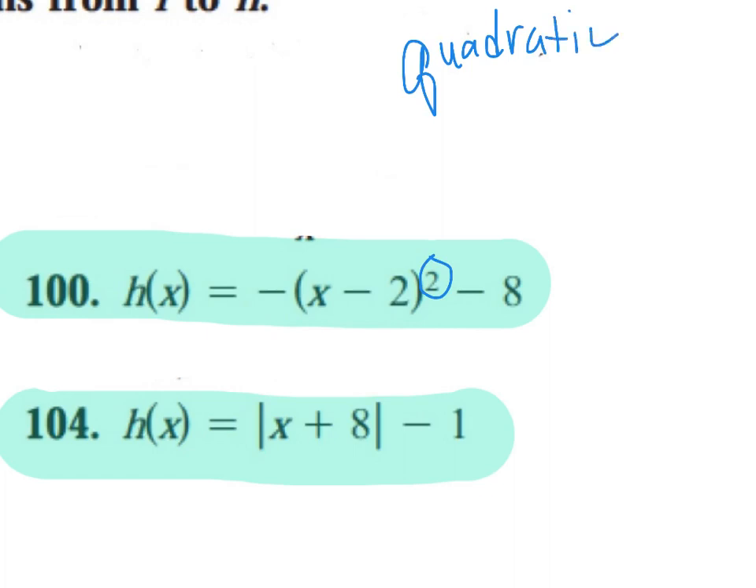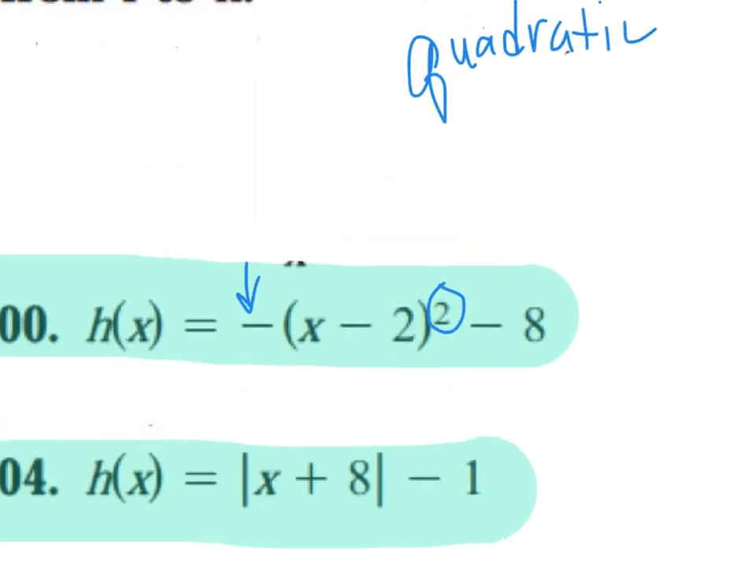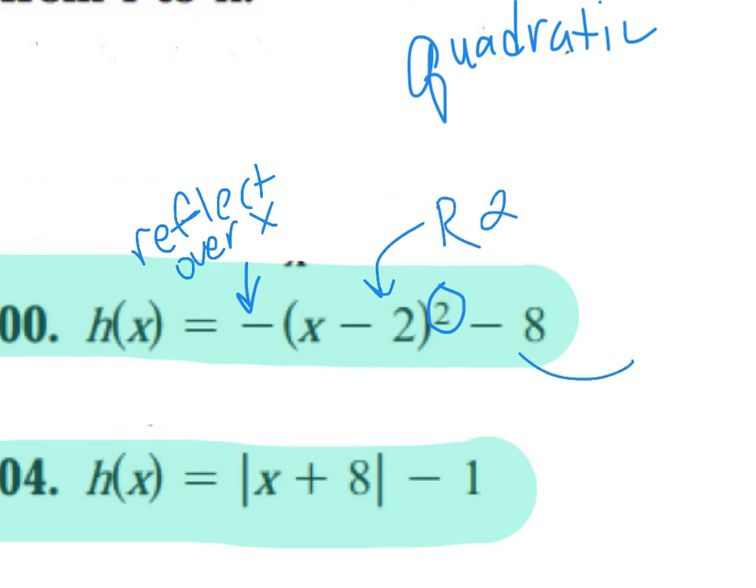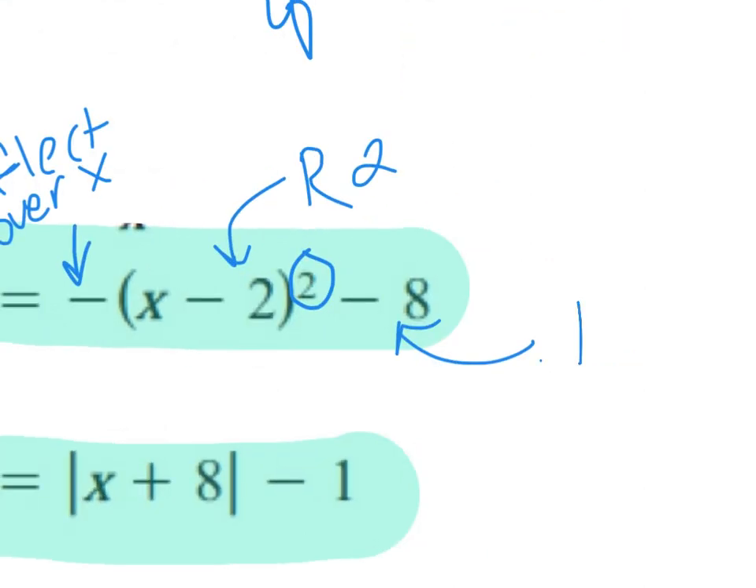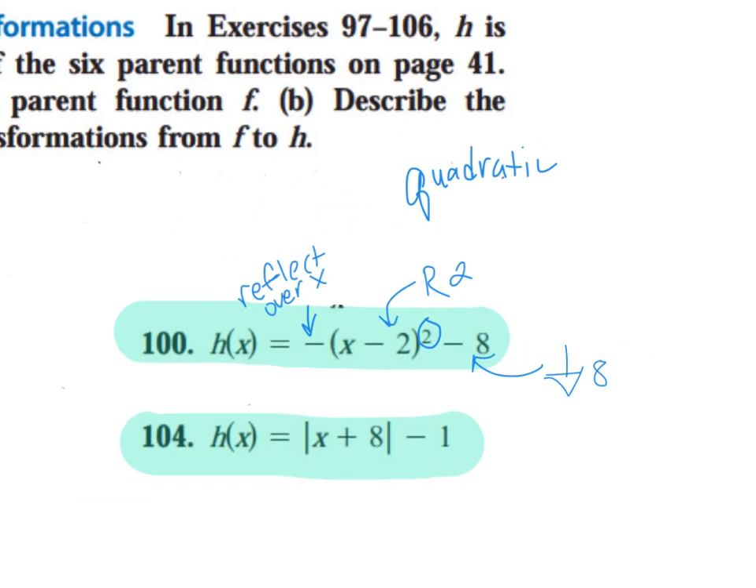Now let's talk about all the transformations that are happening here. I have a negative out in front, which means reflection. Reflect over the x-axis. Good. Then I have a negative 2 inside the parentheses. That means we move which way? Right. How much? 2. If there was something you guys listened to, it was transformations. And then I have negative 8 at the end. What does that mean? That's down. It goes down 8. Good.